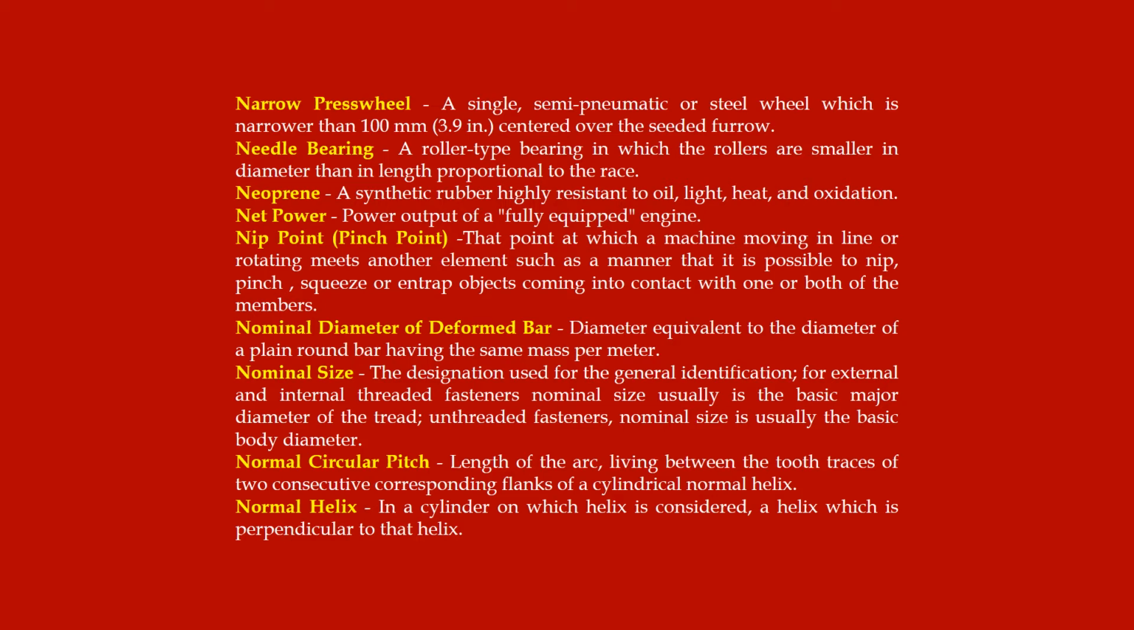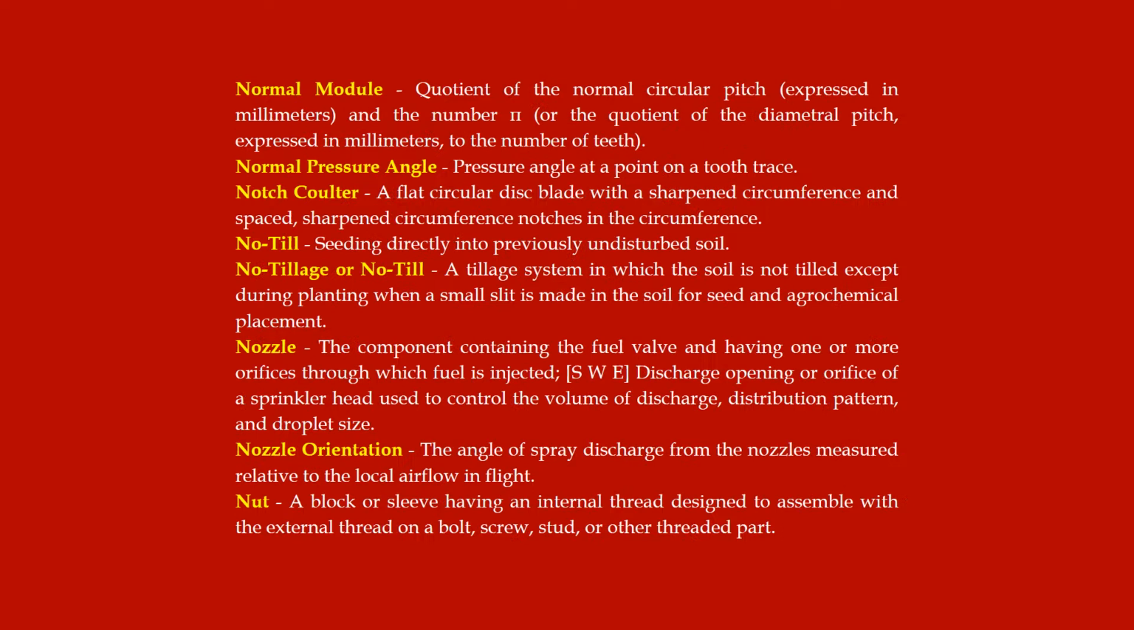Normal circular pitch. Length of the arc lying between the tooth traces of two consecutive corresponding flanks of a cylindrical normal helix. Normal helix. In a cylinder on which helix is considered, a helix which is perpendicular to that helix. Normal module. Quotient of the normal circular pitch, expressed in millimeters, and the number pi, or the quotient of the diametral pitch, expressed in millimeters, to the number of teeth. Normal pressure angle. Pressure angle at a point on a tooth trace.